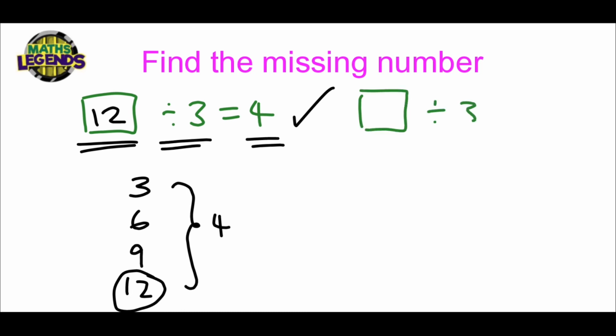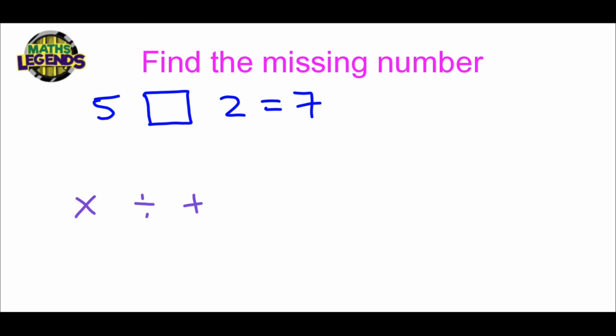Divided by 3 equals 4. So here let's try another multiple of 3. So let's say 15. 15 divided by 3 is 5. So we've gone too far. Let's try slightly less. So 12. So 12 divided by 3 is 4, which is the right answer. Now let's look at a different type of example.